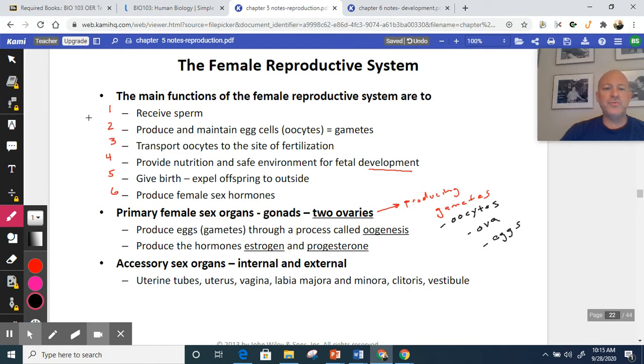And there's hormones that are being produced by the ovaries. Estrogen is one of them. Progesterone is another one. There are accessory organs, uterine tubes, the uterus. There's some external accessory organs.